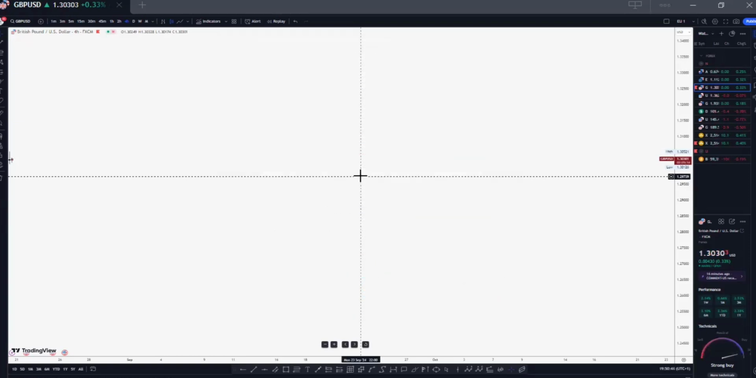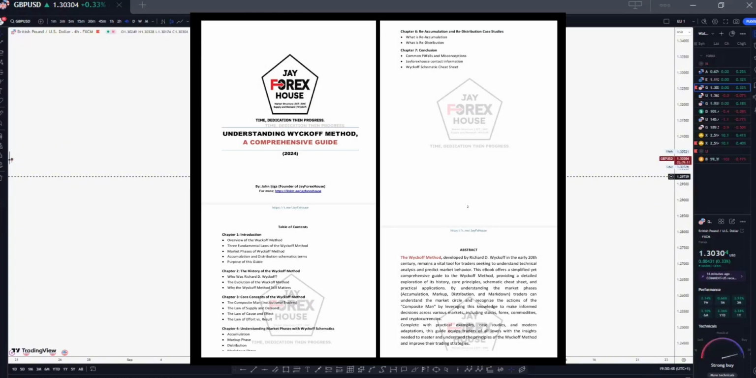So Wyckoff is also a price action pattern, which means you can mix it with whichever method you're using. You don't have to change your system of trading. You can use Wyckoff while you use SMC. You can use it while you use the ICT method. It doesn't matter which. It's only a confluence you can use with your own strategy to understand the market phases even better.